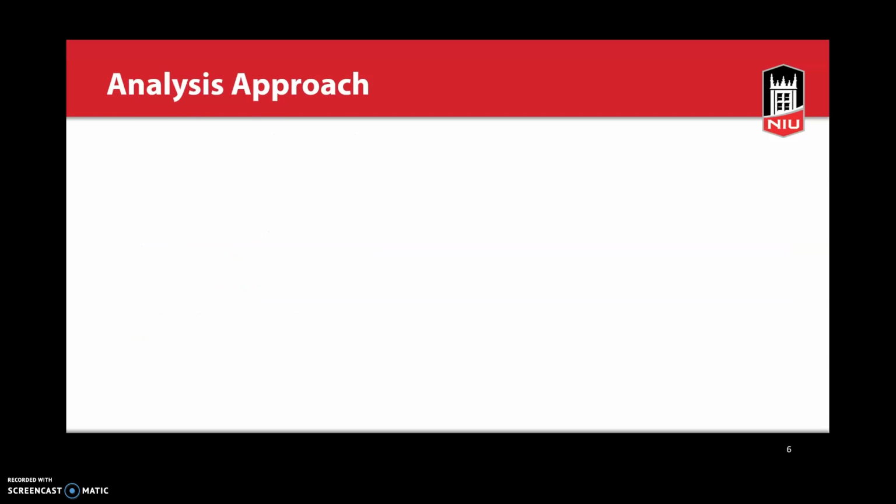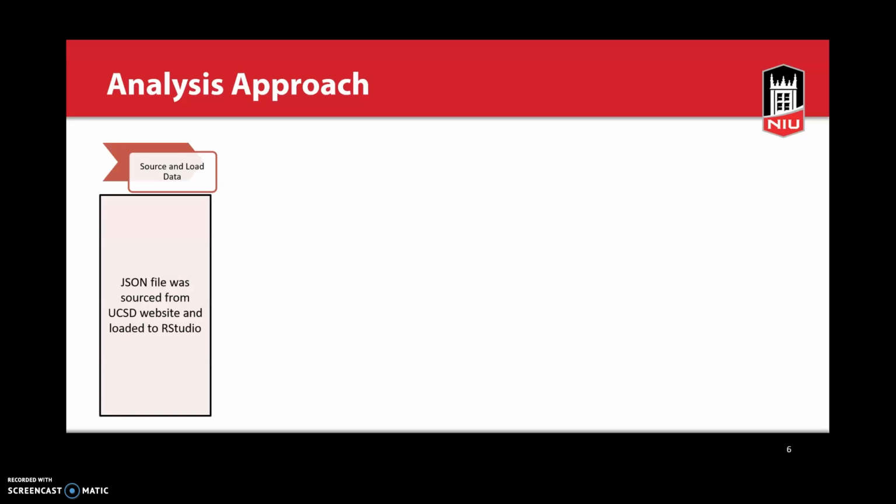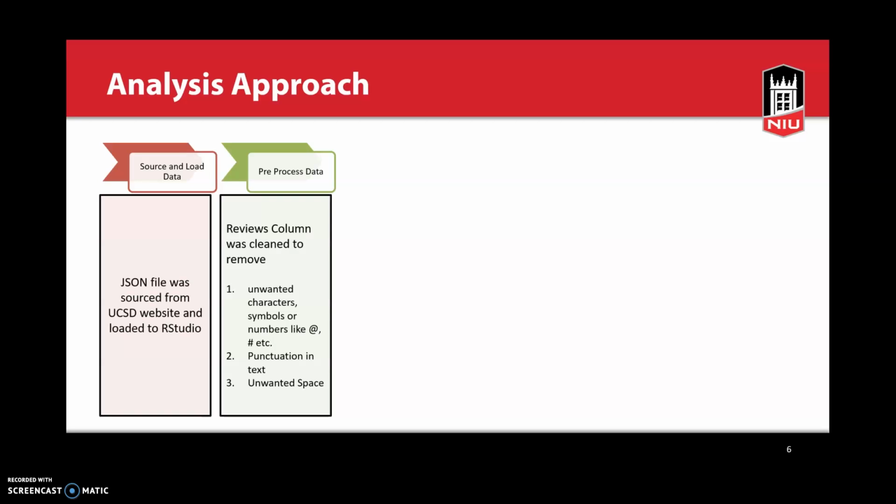Then we'll talk about our analysis approach. So first, what we did is we loaded the data. We took the JSON file which we sourced from the UCSD website and then loaded it to our studio. After that, we pre-processed the data. That means that we removed all the unwanted characters, the punctuations, unwanted spaces, or unwanted symbols like etc. or at the rate, these things.